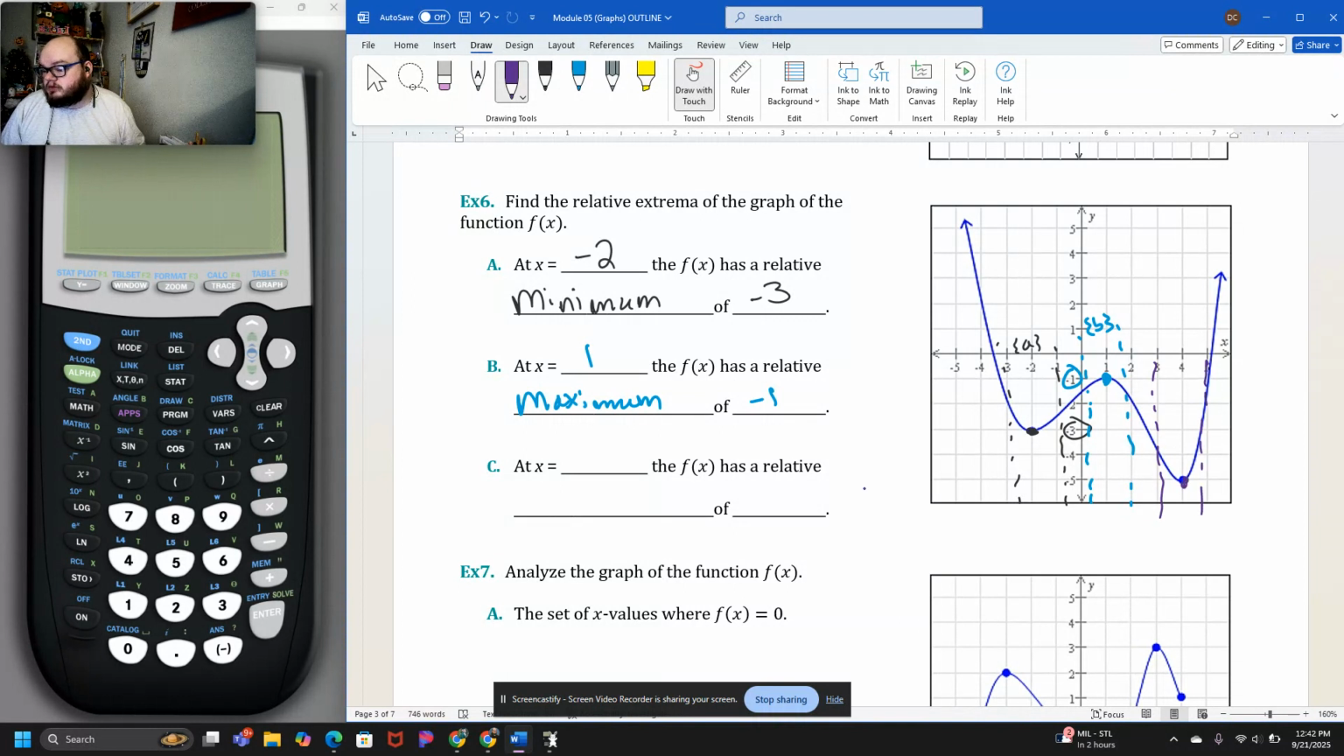So at 4 has a relative what? That's down below. It's like I went down and then I'm going back up. Okay, that's a relative minimum of what? Let's go over to the y-axis and find out. -5. So that's how we find those relative minimums and relative maximums.